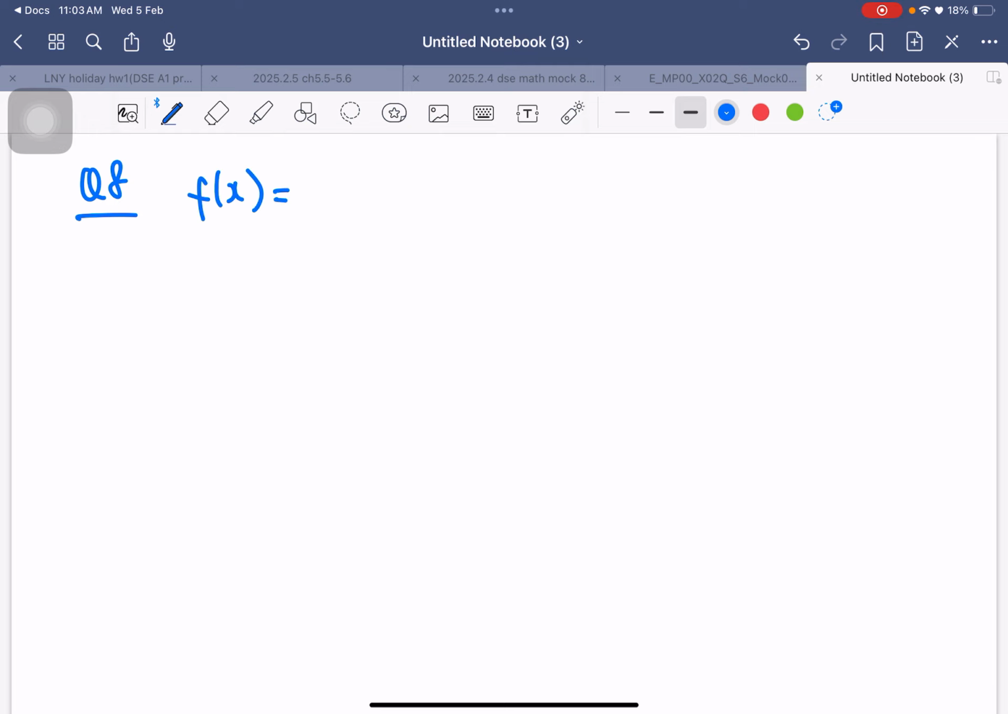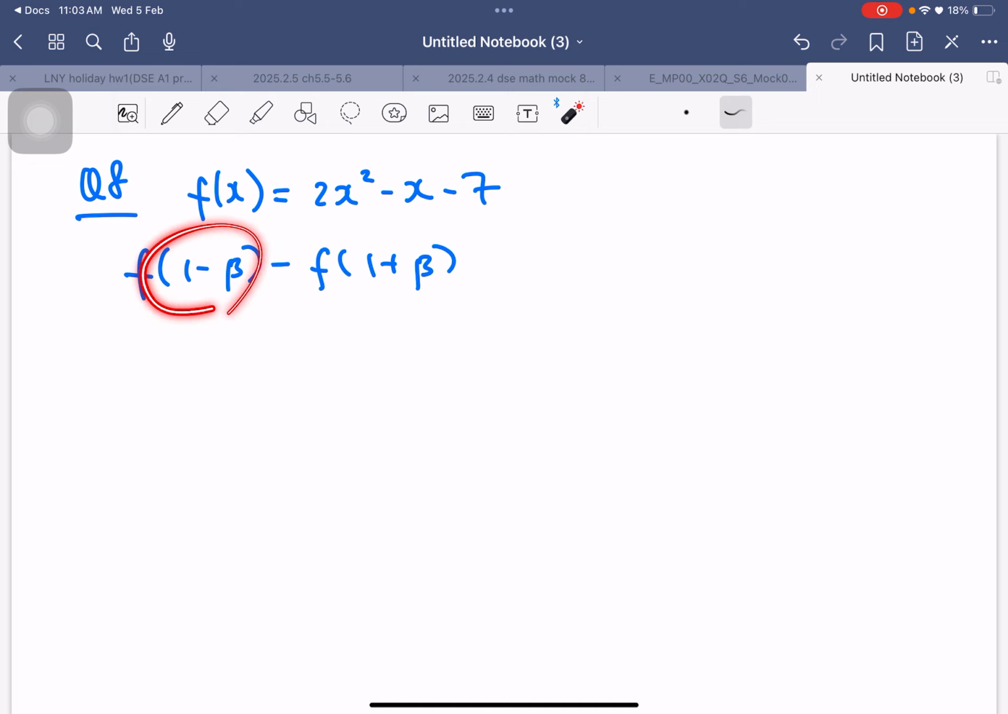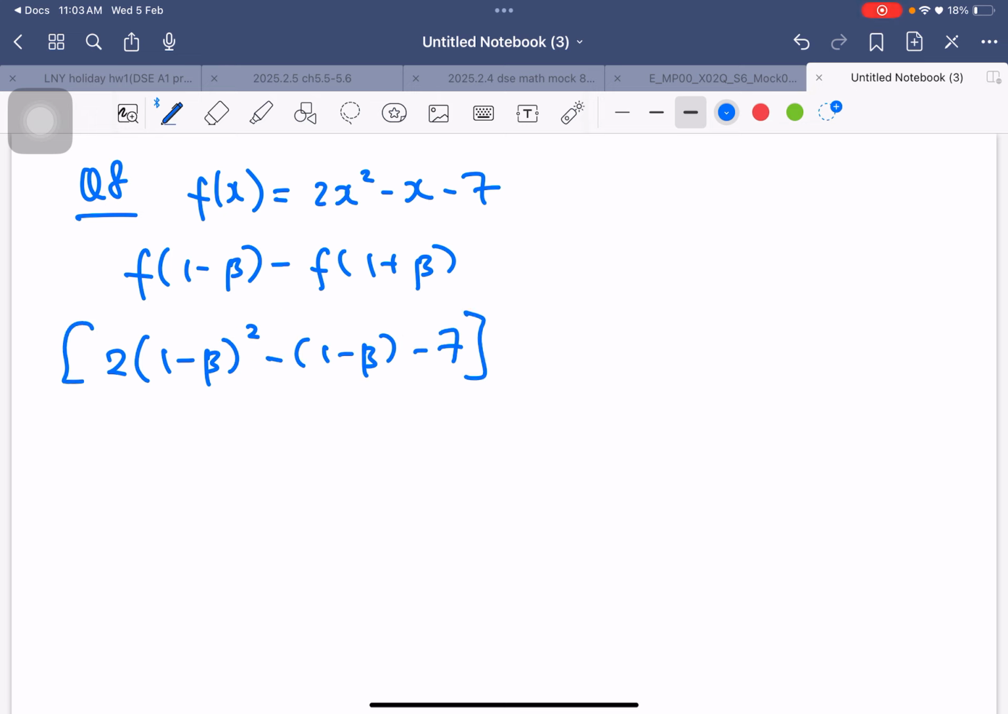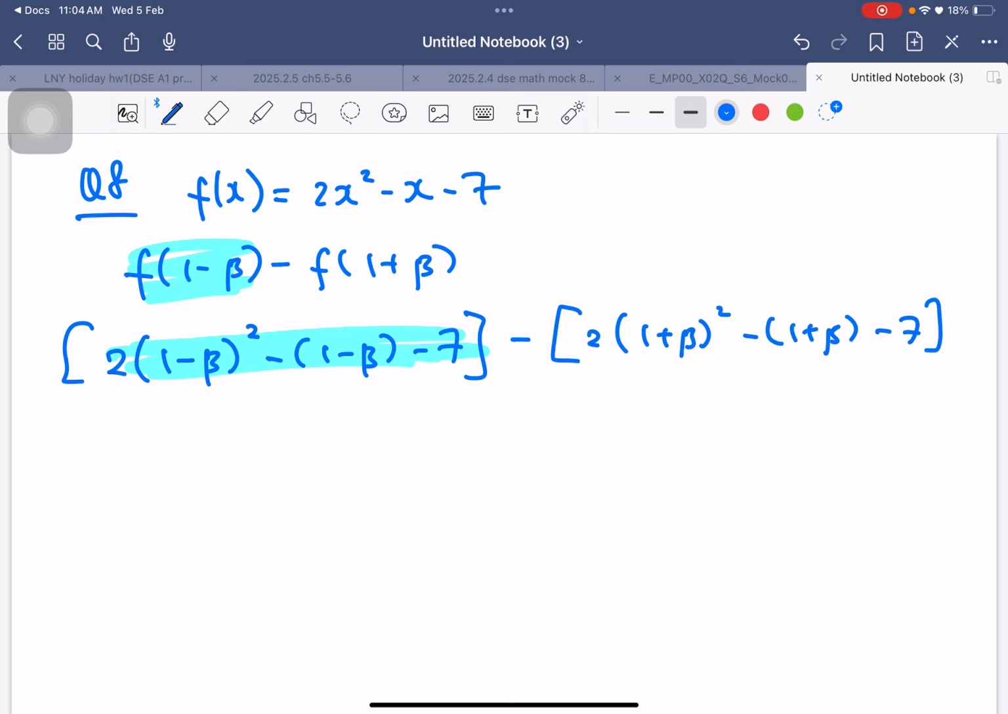So we have f(x) equal to 2x² − x − 7. We need to calculate f(1 − β) − f(1 + β), isn't it? So what's the meaning of f(1 − β)? You replace the x by 1 − β, so we have 2(1 − β)² − (1 − β) − 7. So this part is the f(1 − β). Is this okay? And then we minus, be careful with brackets, 2(1 + β)² − (1 + β) − 7. So this part is going to be our f(1 + β).